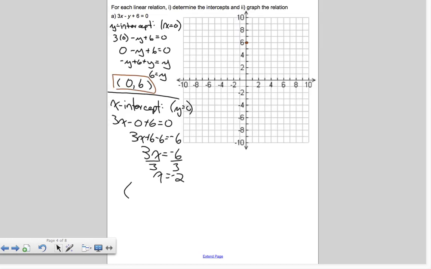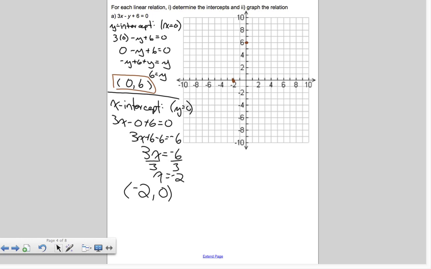What is my point? Well, what's my x value? Yeah, negative 2. We just solved for it, right? And what's our y value? 0. Because we wanted to see what the x value was when y was 0. So we're going to plot that point. So negative 2 comma 0 is right here.